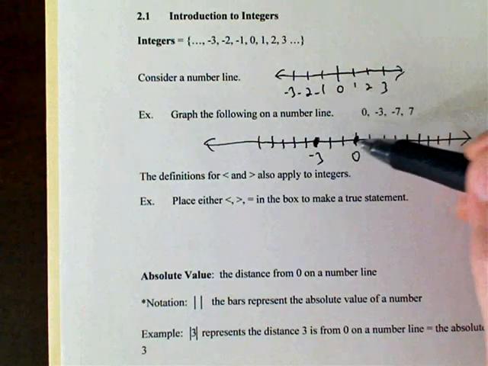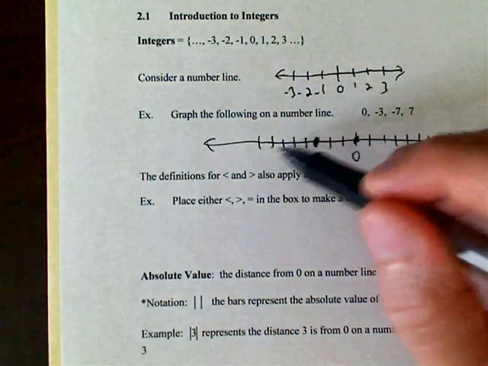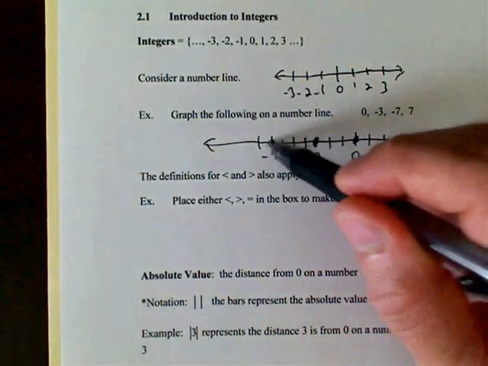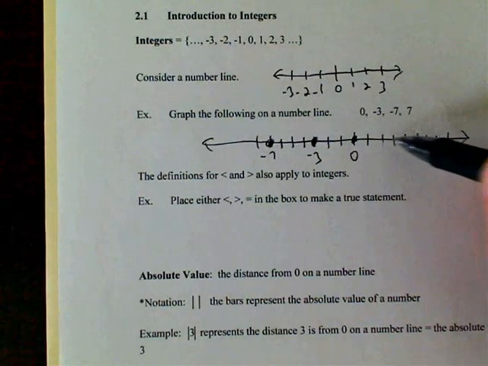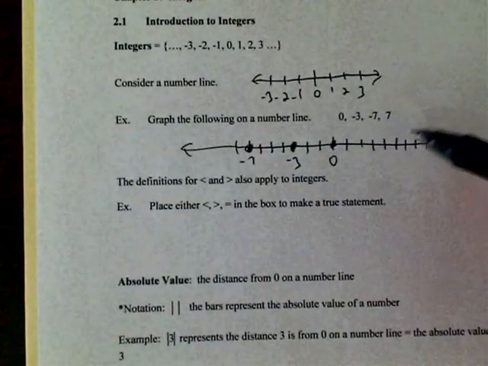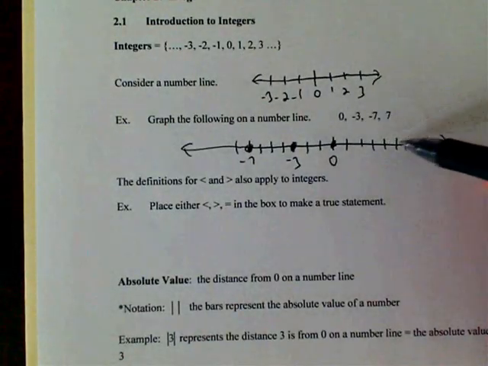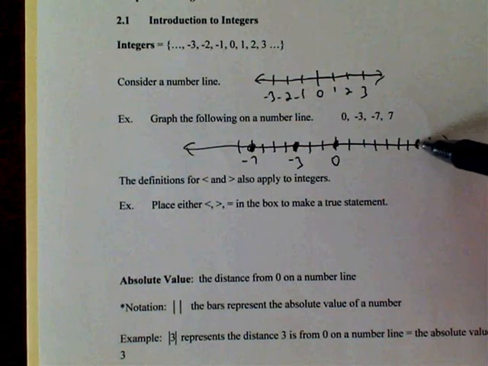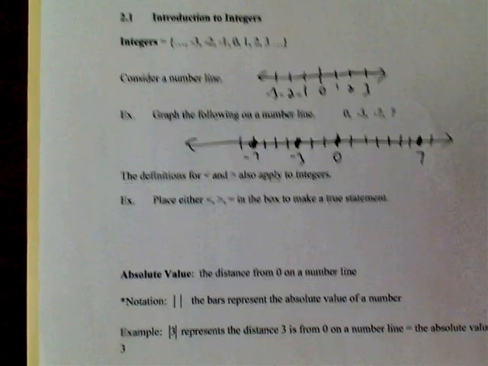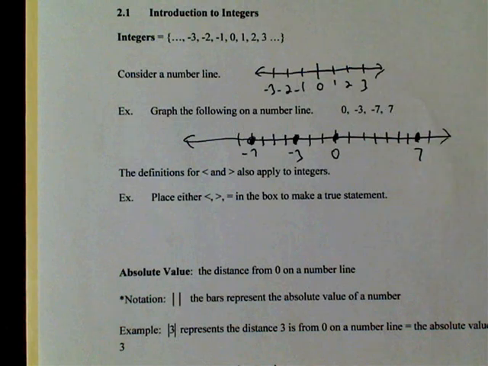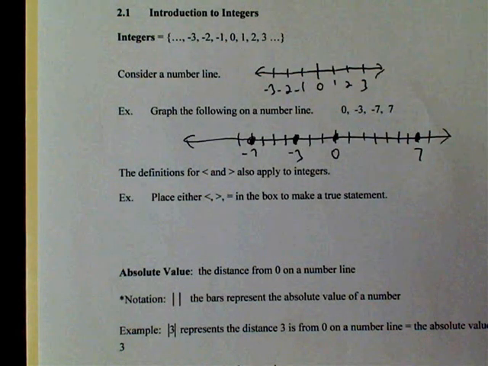Negative 7 will be 1, 2, 3, 4, 5, 6, 7. And then positive 7 will be to the right of 0, because when we go to the right, that's positive. 1, 2, 3, 4, 5, 6, 7. And that's how you use the number line to graph. Now we're also going to use the number line later on to help us with lots of other questions. So just be aware, this is kind of a big deal.